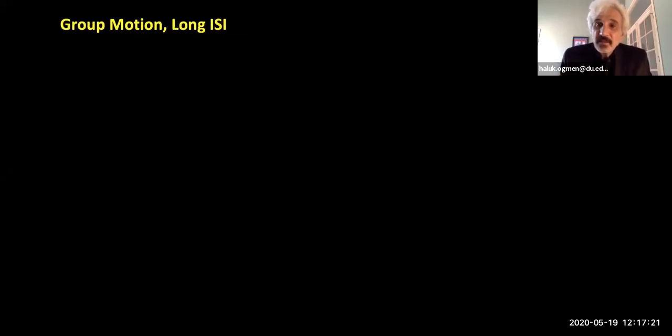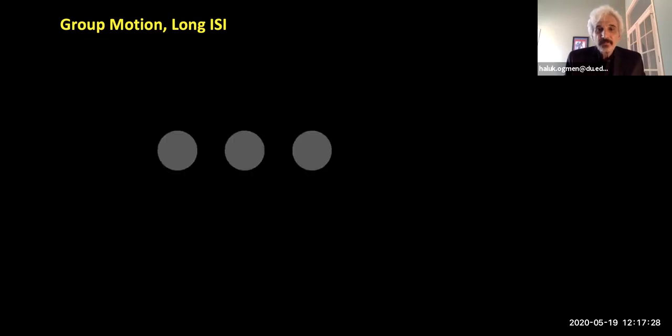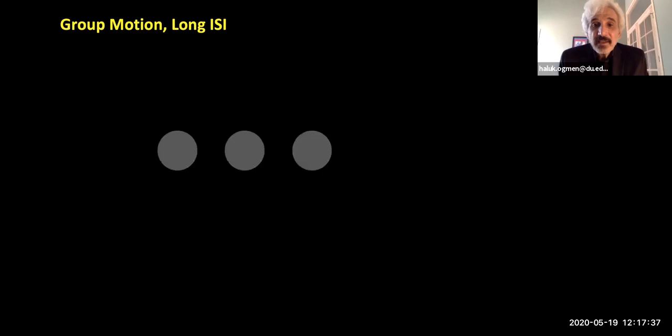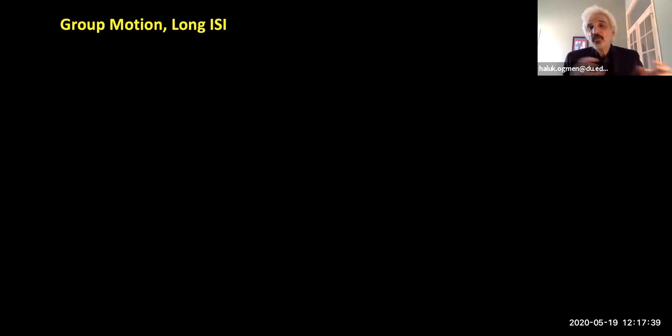If we make the interstimulus interval long, we have a very different perception. And again, if the video rates did not mess up the stimulus, what you should be seeing now is the 3 disks moving as a group in tandem. All of the disks appear to move, so the 3 move left and right as a group. So that's why it's called group motion, which occurs when the ISI is long.